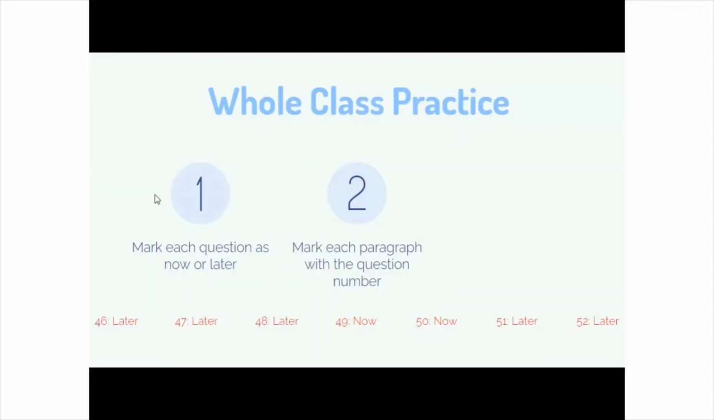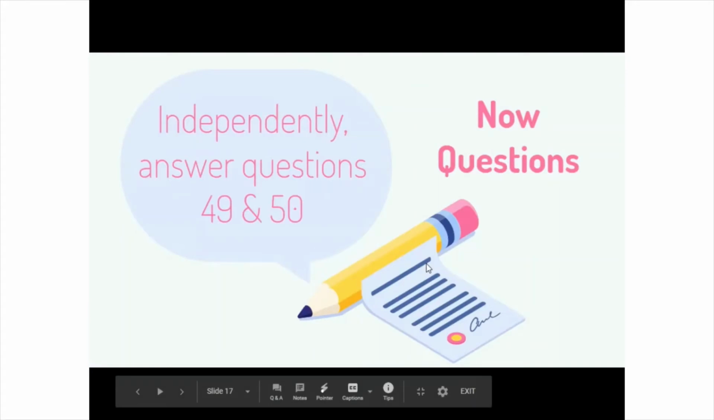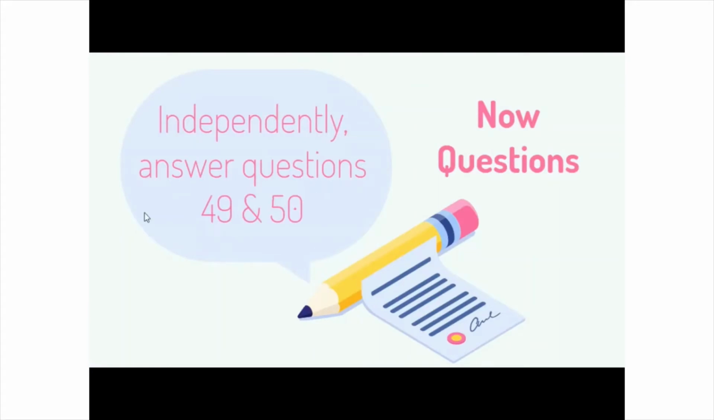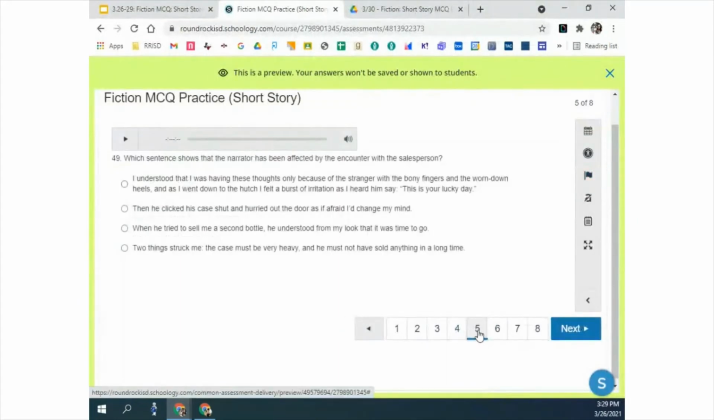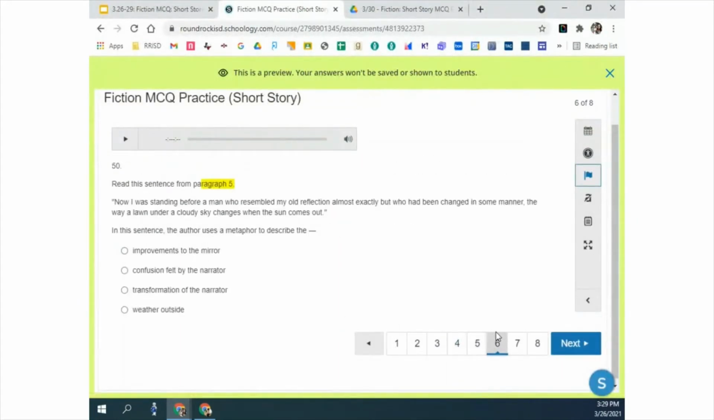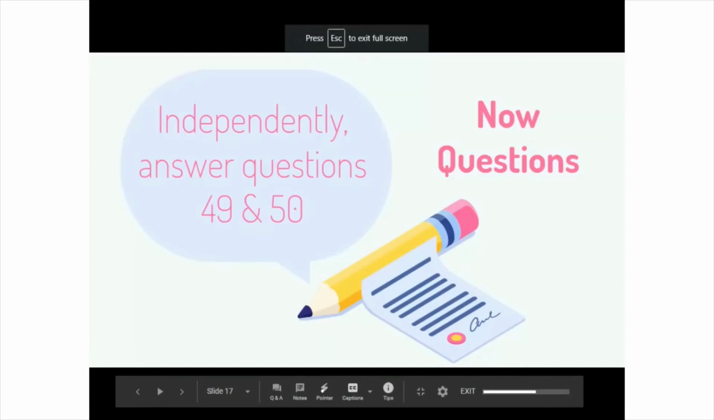Okay. So we marked each paragraph with the question number, and the last thing we need to do is answer the now question. So let's go ahead and take a second, and I want you to independently answer 49 and 50. Okay, so go ahead and do that, and I will mute myself. Let me know if you have any questions. I want you to answer question 49, so question 5, and 50, question 6. It should take you a few minutes. Shouldn't take you that long. And best of luck. Let me know in the poll whenever you're done.